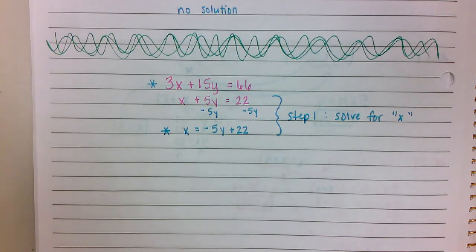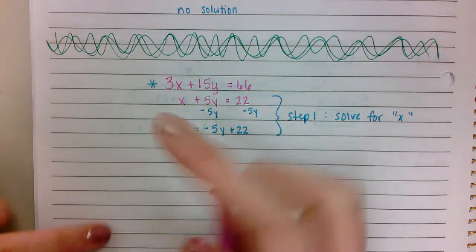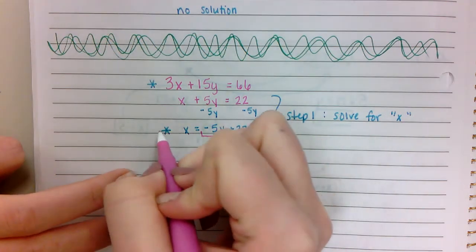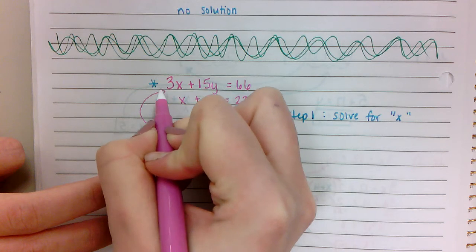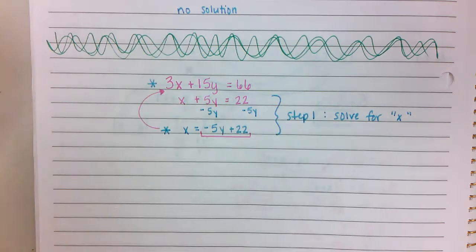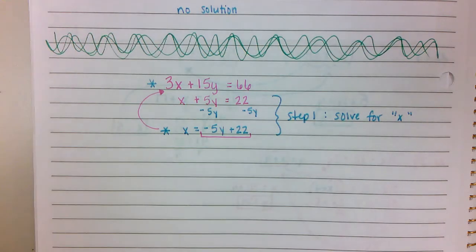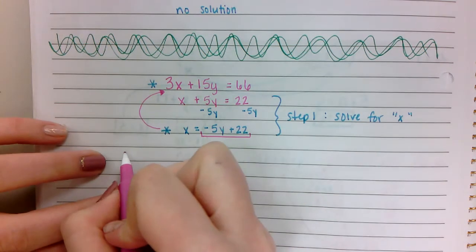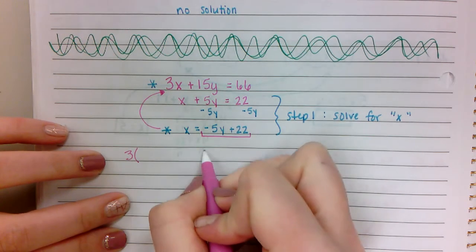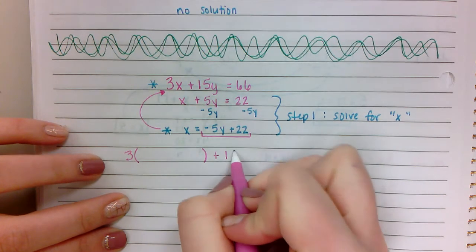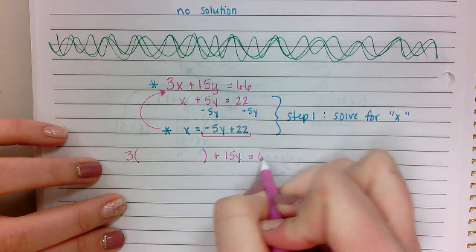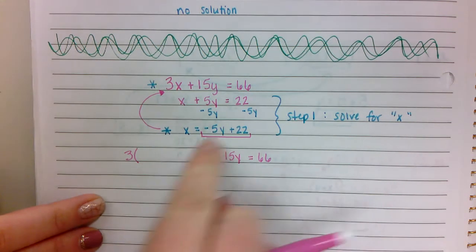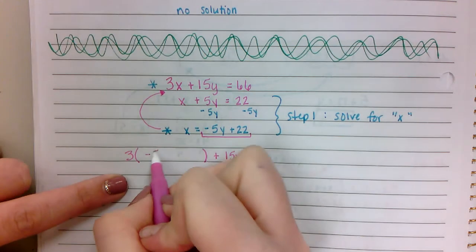The second step, again, substitution, would be if x equals this, then I'm going to plug that into that equation in place of the variable, in place of x. If I know that that's what x is, I can replace x with that. So now we have 3, I'm going to leave a big space for x, plus 15y equals 66, right? 3x plus 15y equals 66. I'm going to put that in place of x.